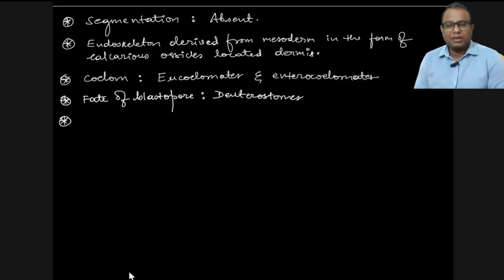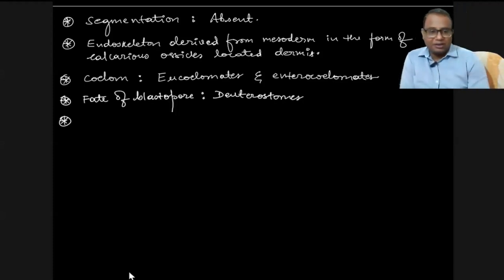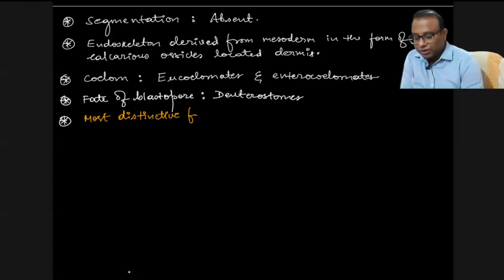Generally, we say they are soft-bodied animals covered with shell. So that is a characteristic feature. Coming to the characteristic feature of Echinodermata, that is what I am going to tell you. The characteristic feature of Echinodermata is the water vascular system, and I'll mention it as the most distinctive feature.